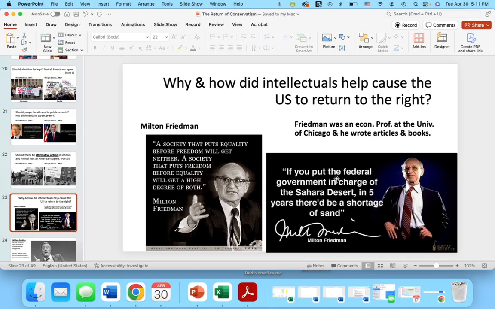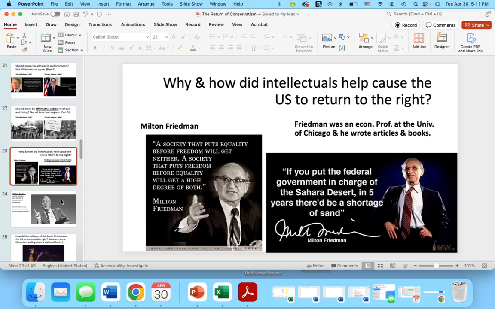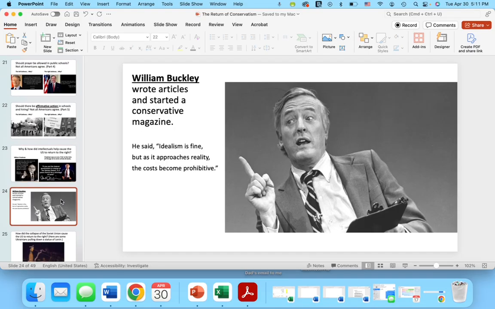He saw the government as wasteful. For example, if you put the federal government and politicians in charge of the Sahara Desert, in 5 years there'd be a shortage of sand. In other words, the government's going to waste stuff. So these people were on the right.